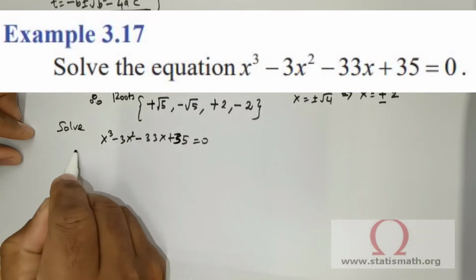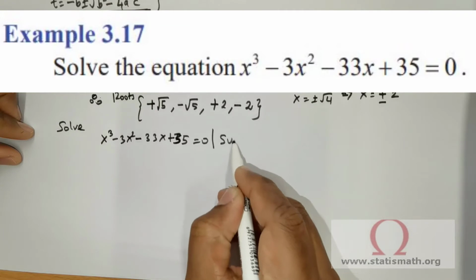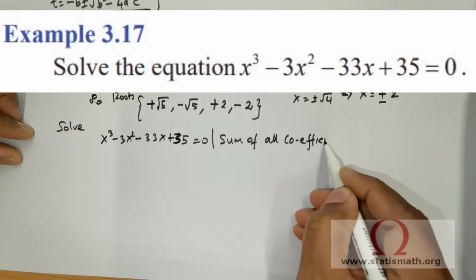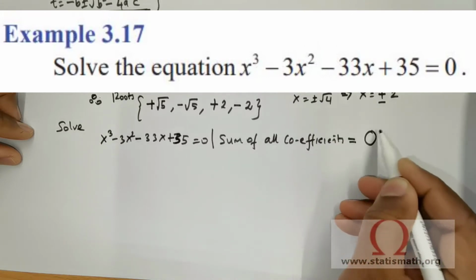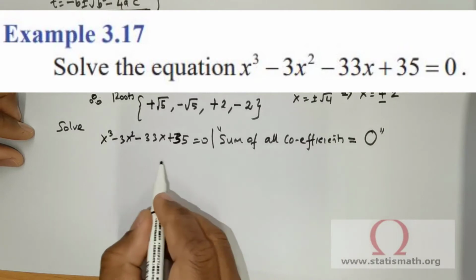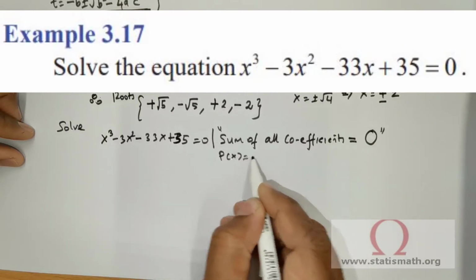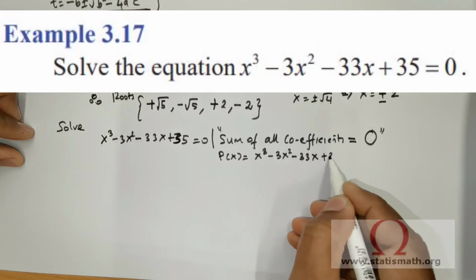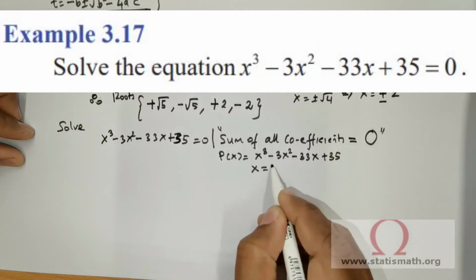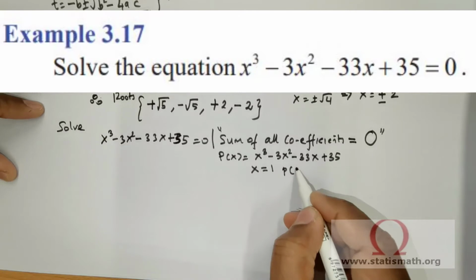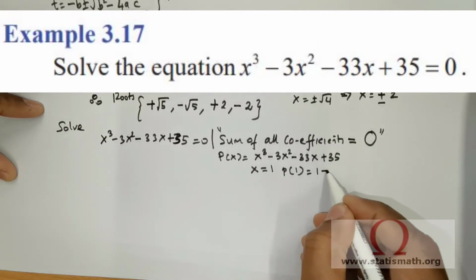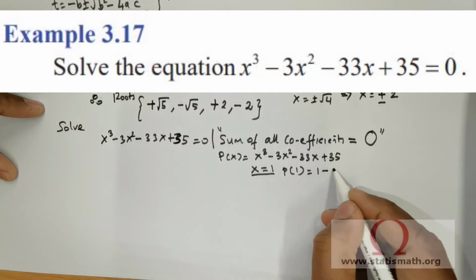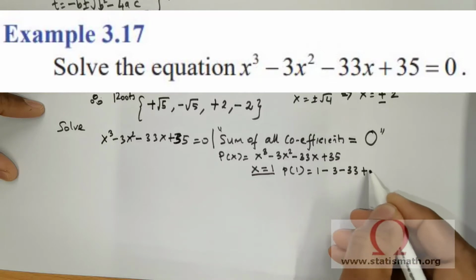Students, in this class we will learn the concept called the sum of all coefficients being equal to 0. So this is a concept. The meaning is, if you are given a polynomial, say p of x is equal to x to the power 3 minus 3x squared minus 33x plus 35, and you substitute x is equal to 1 into the polynomial, and sum up all the coefficients, the values you get when x is equal to 1, in this case it's going to be 1, negative 3, negative 33, positive 35.